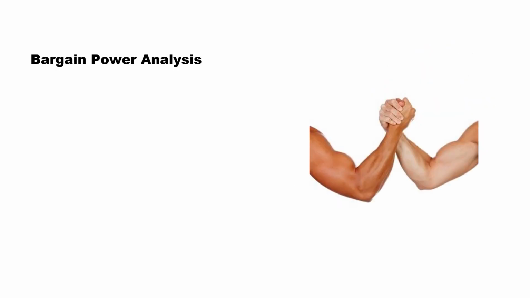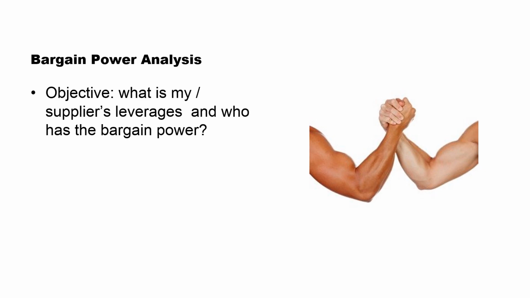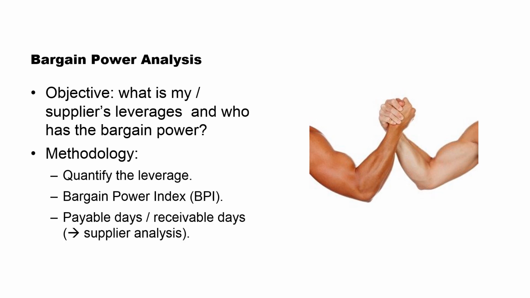The objective of bargaining power analysis is to find out what is my leverage, what is my supplier's leverage, and who has the bargaining power. This knowledge is important in negotiation because you will know if you or your supplier should concede in making the deal. You will learn how to quantify the leverages, either buying or selling, and the bargaining power index, which measures the relative bargaining power. The ratio of payable days over receivable days is also an important indicator of the bargaining power. We shall leave it to supplier analysis.